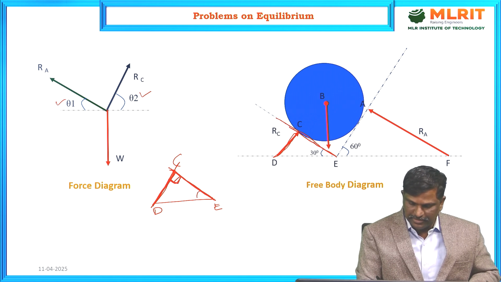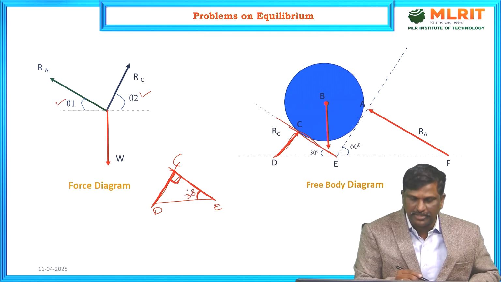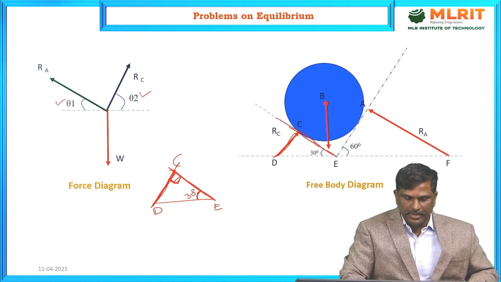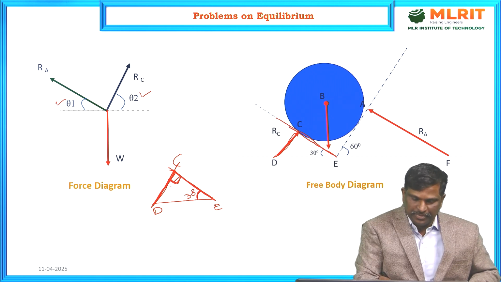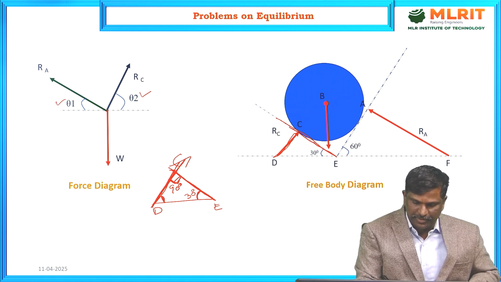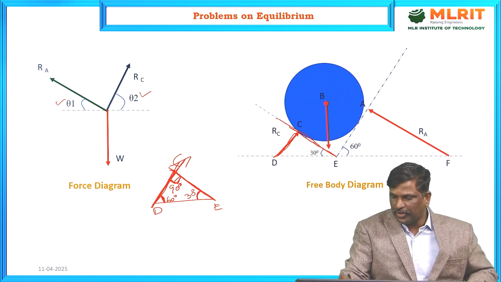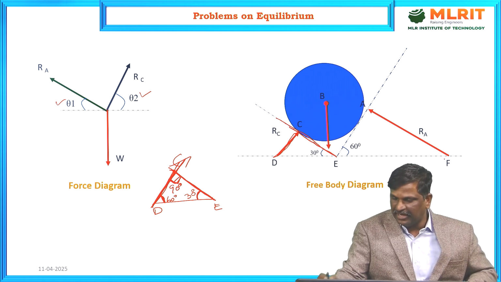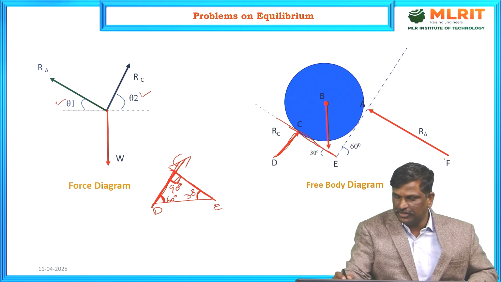Here the angle is given: the plane or wall is making an angle of 30 degrees. We know that the total angle in a triangle is 180 degrees. This is 90, so the remaining angle, the angle made by RC with respect to horizontal, is 60 degrees. Similarly, look at the right angle triangle AEF for RA.